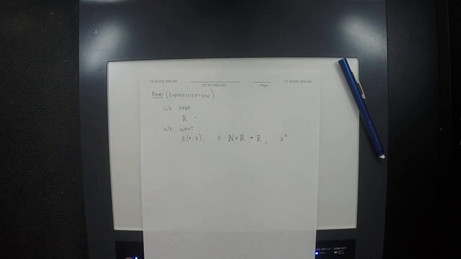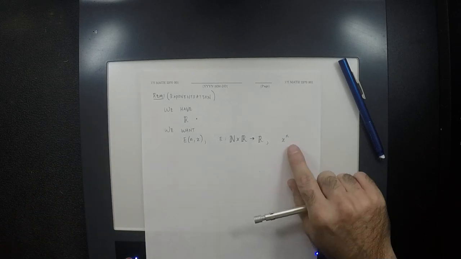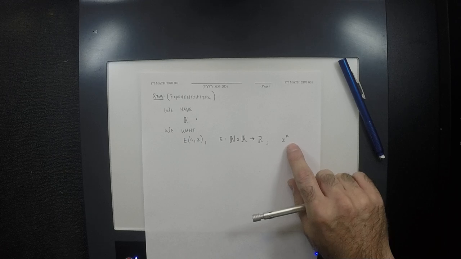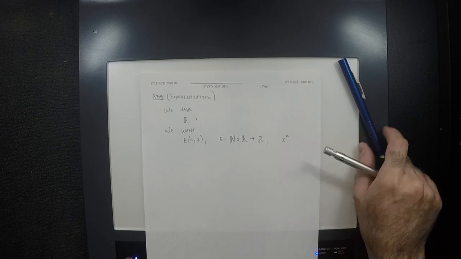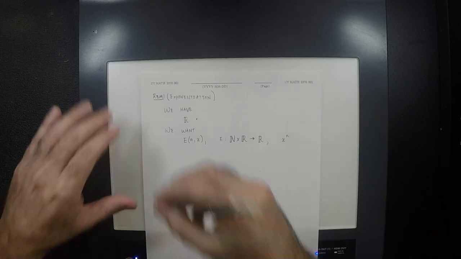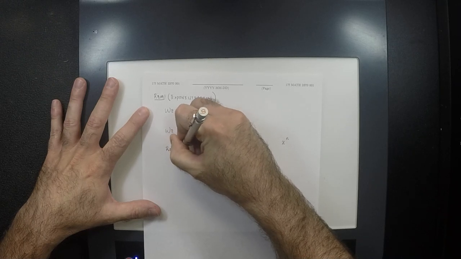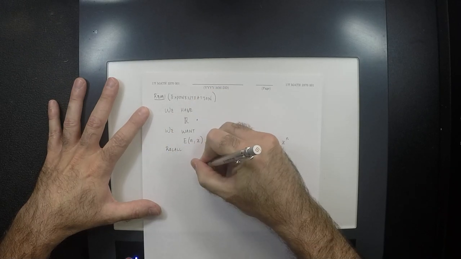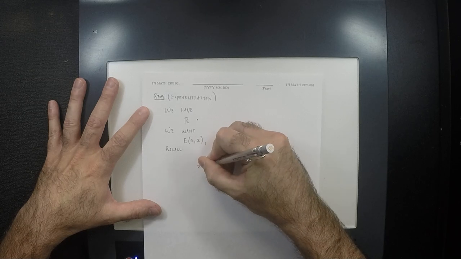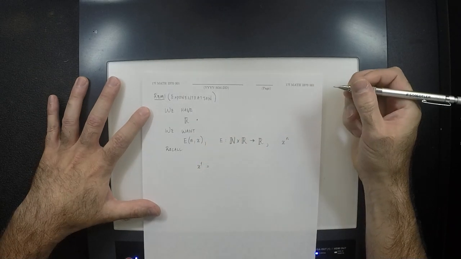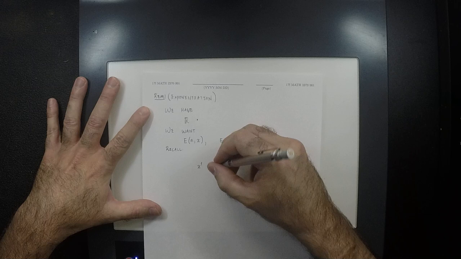That's what we want. But we can't write that, right? I'm writing this down so that you understand what it is we're going toward, but we don't have this. We don't have exponentiation. And I'd like for you to recall the definition of all of this. Recall that x to exponent 1 means what? It means x.